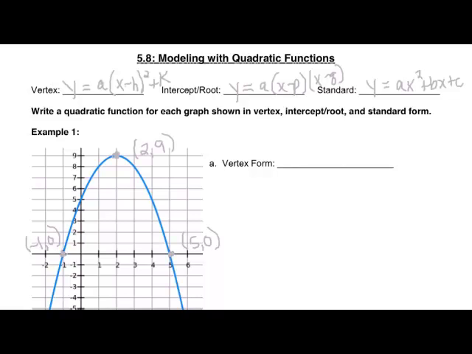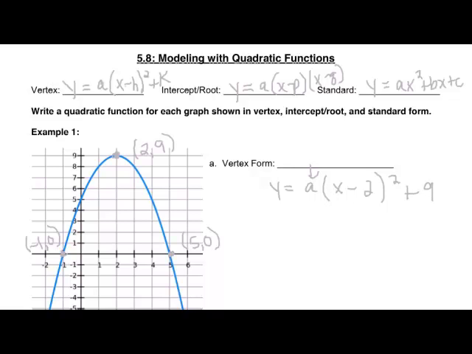So if we start with vertex form, we know what the vertex is. So we can plug h and k into our equation. So we get y equals a times (x minus 2), that's our vertex in our graph, quantity squared plus 9, because that's our y value. Now what we need to do is find our a.